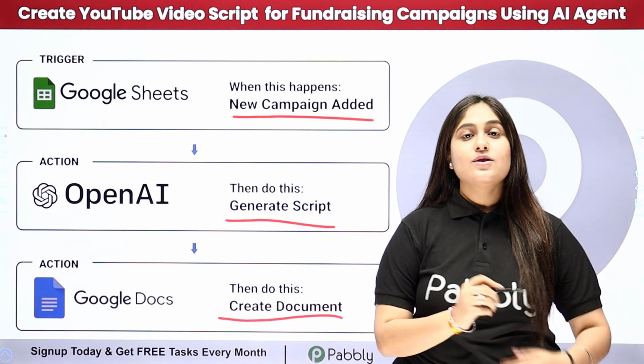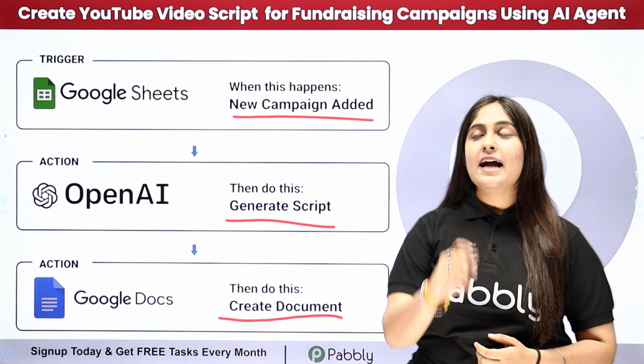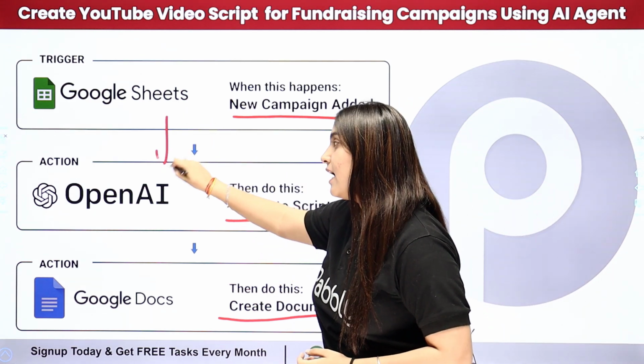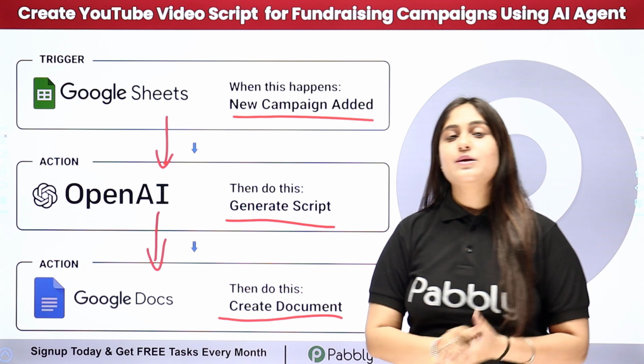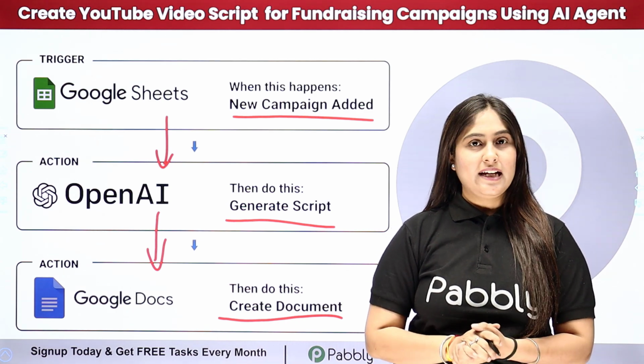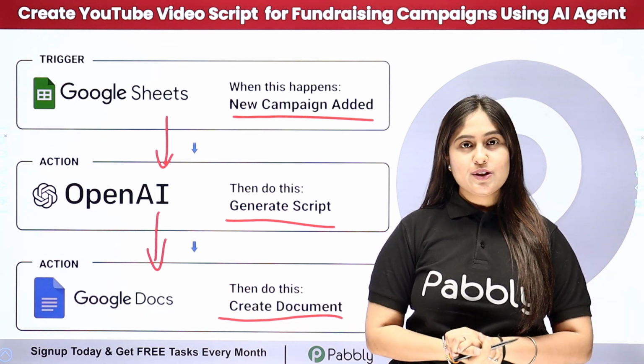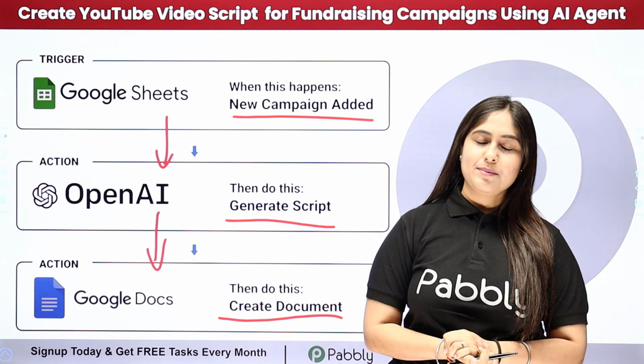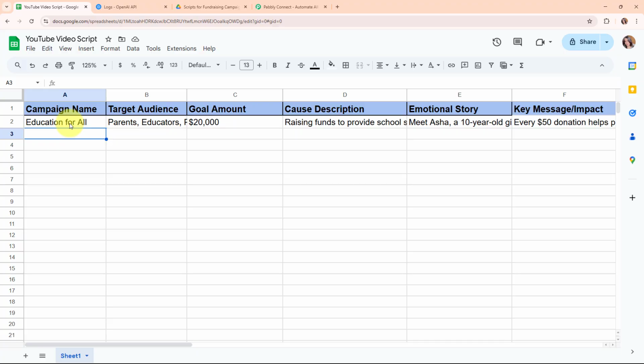Google Docs. So now here to automate the entire process, I need to connect my Google Sheets with OpenAI and Google Docs using an automation software named Pabbly Connect. So to see the working of this automation and to learn this process step by step, let me take you to my screen. Welcome to my screen.